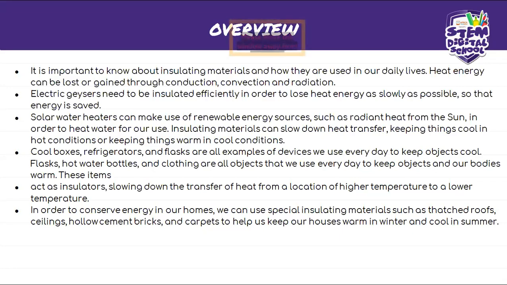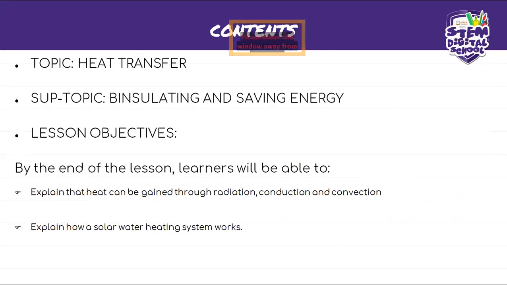In order to conserve energy in our homes, we can use special insulating materials such as thatch roofs, ceilings, hollow cement bricks, and carpets to help us keep our houses warm in winter and cool in summer. So that is just an overview of what we're looking at now. All right, so insulating and saving energy.